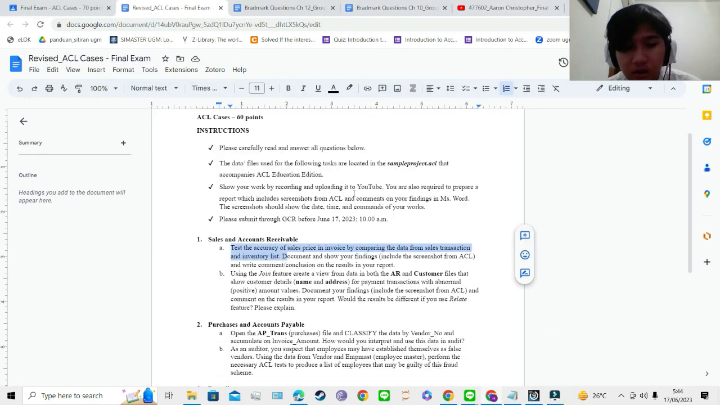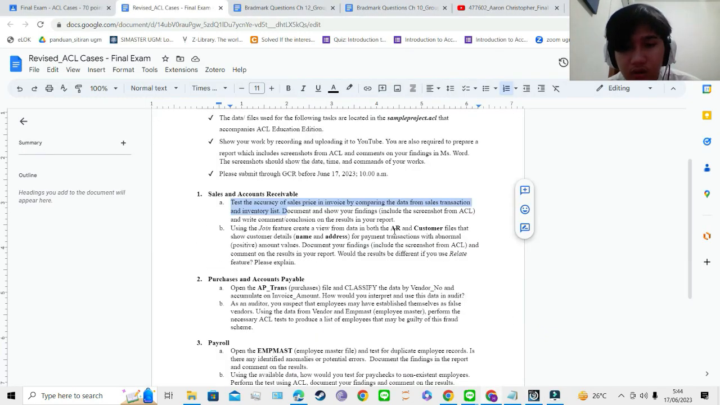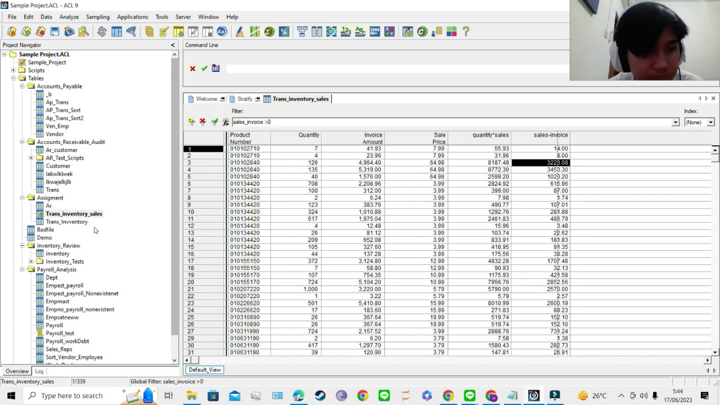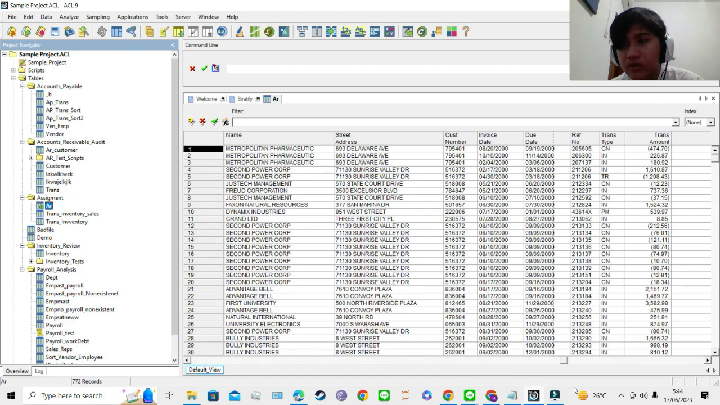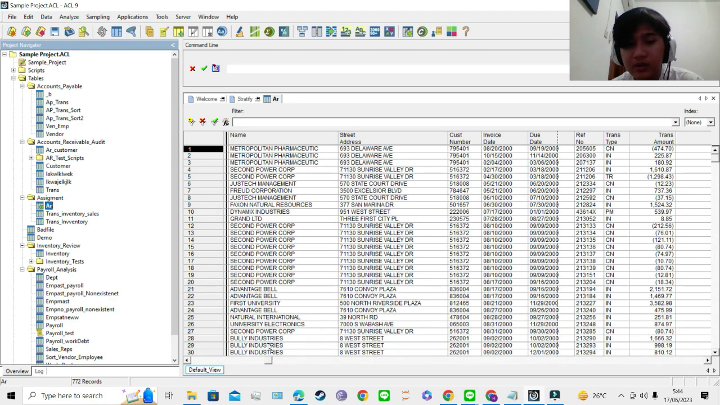Let's move on to the second one, using the join feature to view both AR and customer that show customer interest. Since I use relation tables, it's too difficult to find which tables need to be deleted from the related table, because it's too complex. That is why I use relation tables.